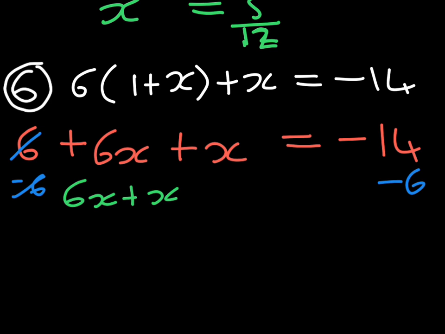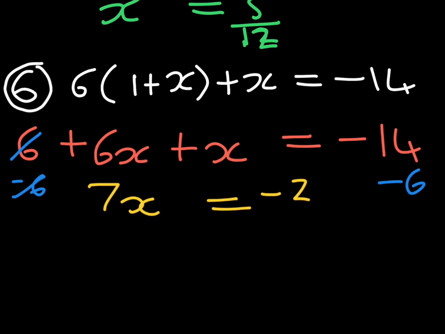But wait, we can see that both of these terms have x in them, so we can actually add them together. And this is going to be 7x, because remember, 6 plus 1 is 7, therefore 6x plus x will give us 7x. And this equals, now on the right-hand side, we will have minus 14 minus 6, and this will give us minus 20.